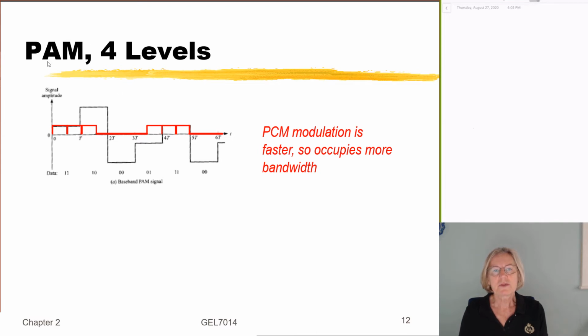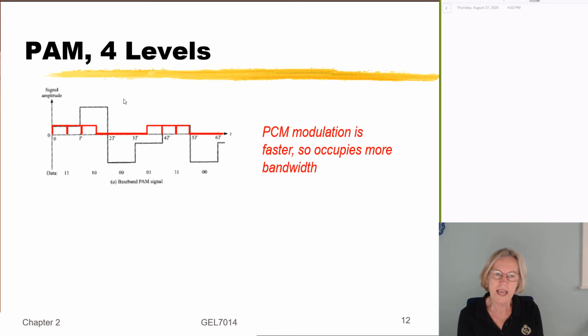So what is the difference between the choice of pulse amplitude modulation and PCM modulation? In black here, we see there's 4 levels. And in red, we see there's 2 levels, logic 0, logic 1. But there's another difference. It's not just the value of the voltage. We can see that the transitions are happening much more quickly in PCM modulation than in PAM modulation.